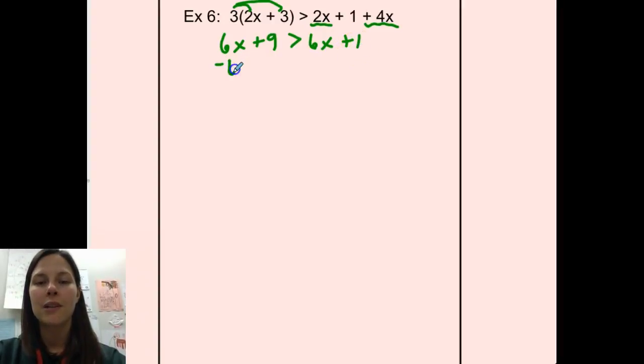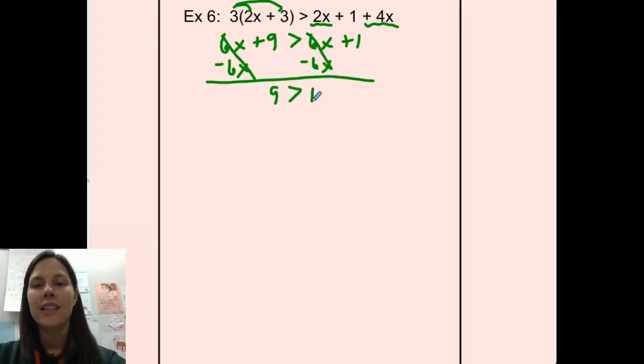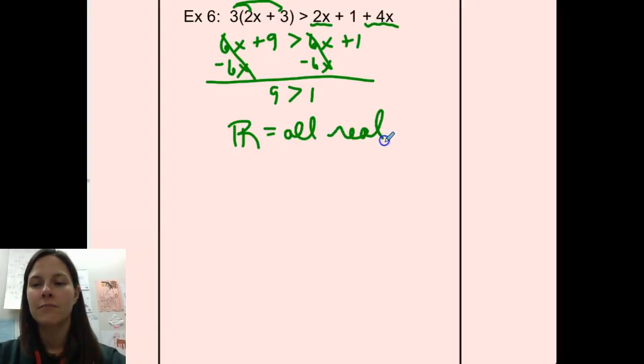When I cancel my 6x from the left, it also cancels on the right, leaving me with the inequality 9 is greater than 1. In this case, that is true. 9 is greater than 1. So this would mean all real numbers. You can signify that by simply writing all real numbers. There's also a symbol. It's an R with an extra bar, which means all real numbers.